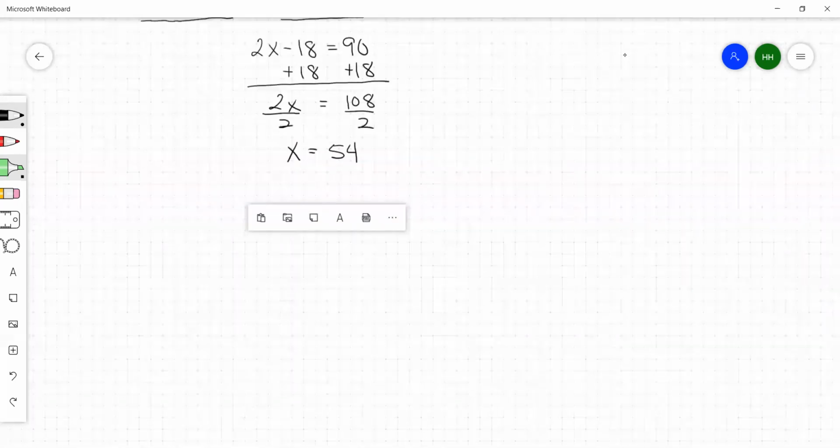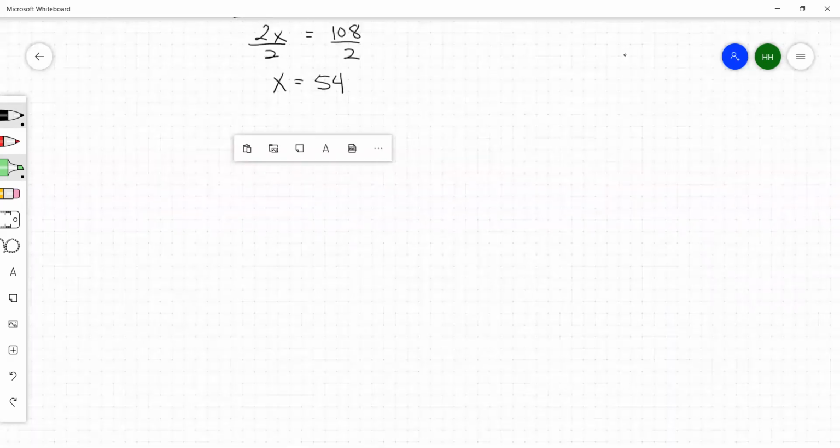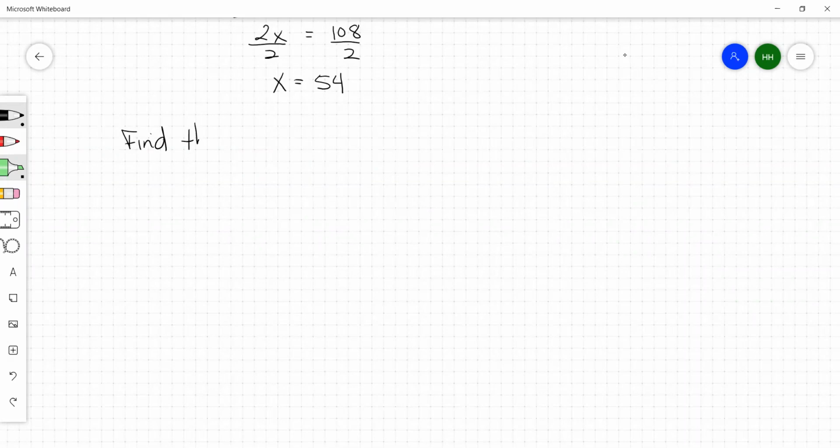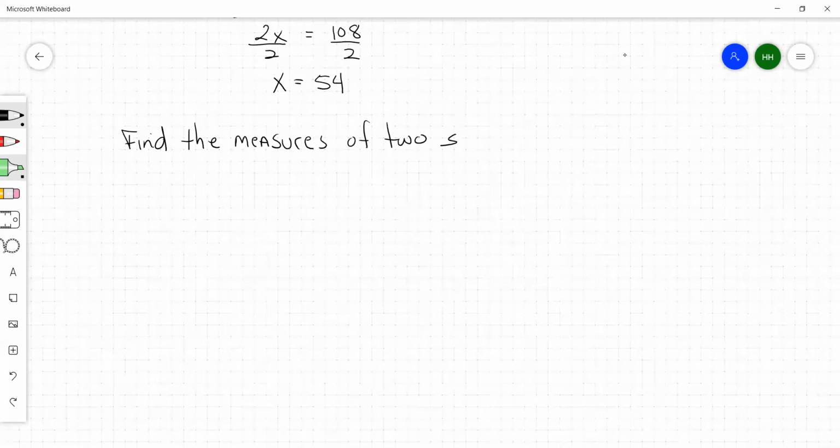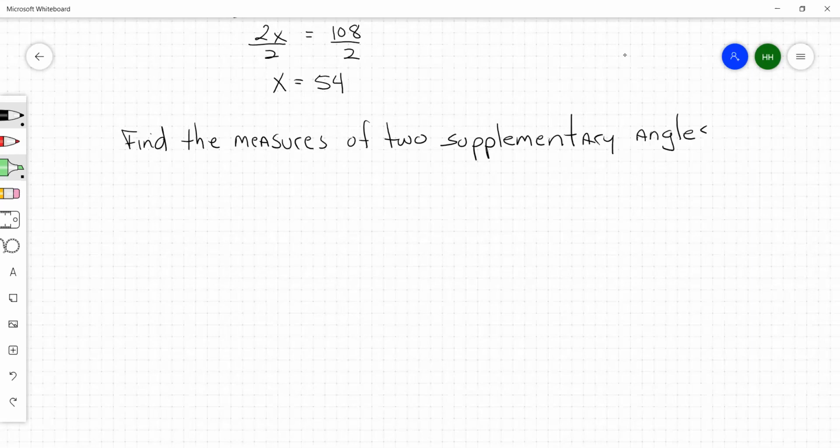Let's do another problem like this, but we're going to use a different term. We're going to find the measures of two supplementary angles if the larger is 12 more than twice the smaller.